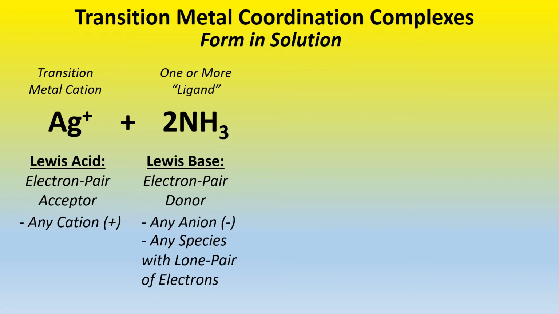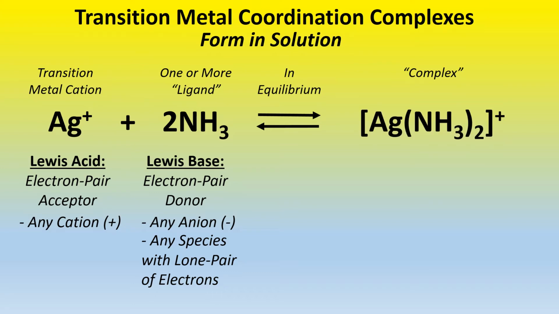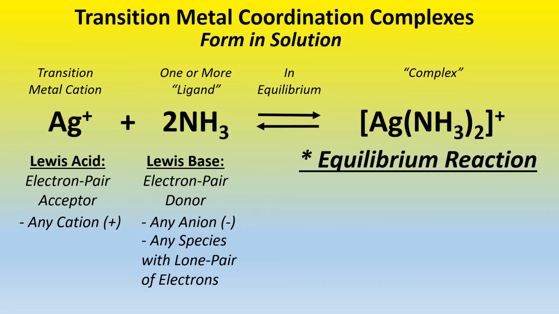Once mixed, the Lewis acid and the Lewis base exist in equilibrium and form what is called a complex. In this case, the complex is shown in square brackets as Ag(NH3)2 plus. In keeping with the main theme of General Chemistry 2, the first thing to note is that this is an equilibrium reaction.